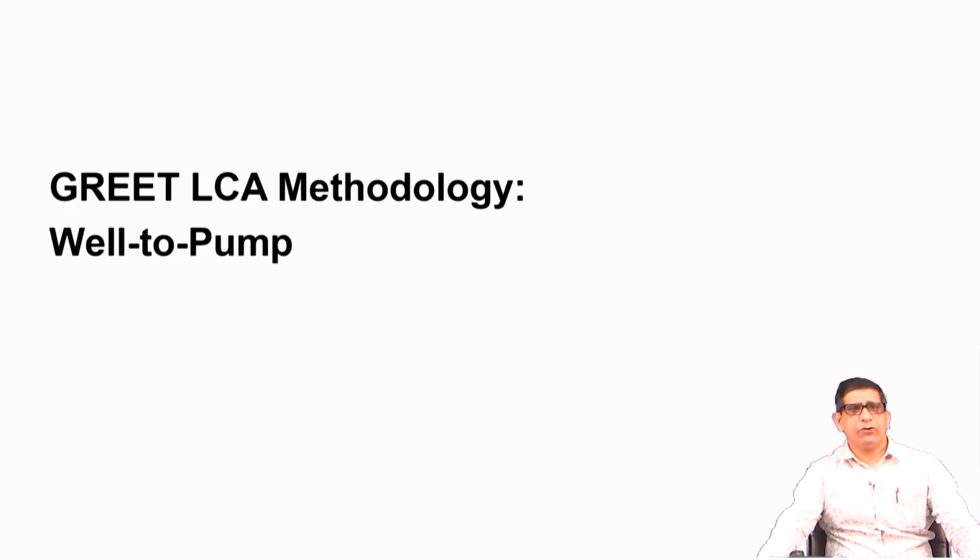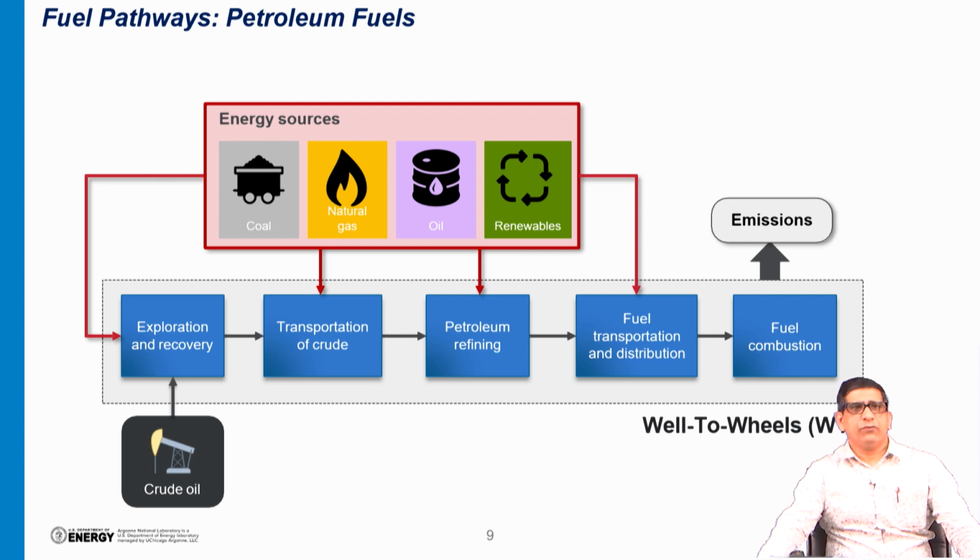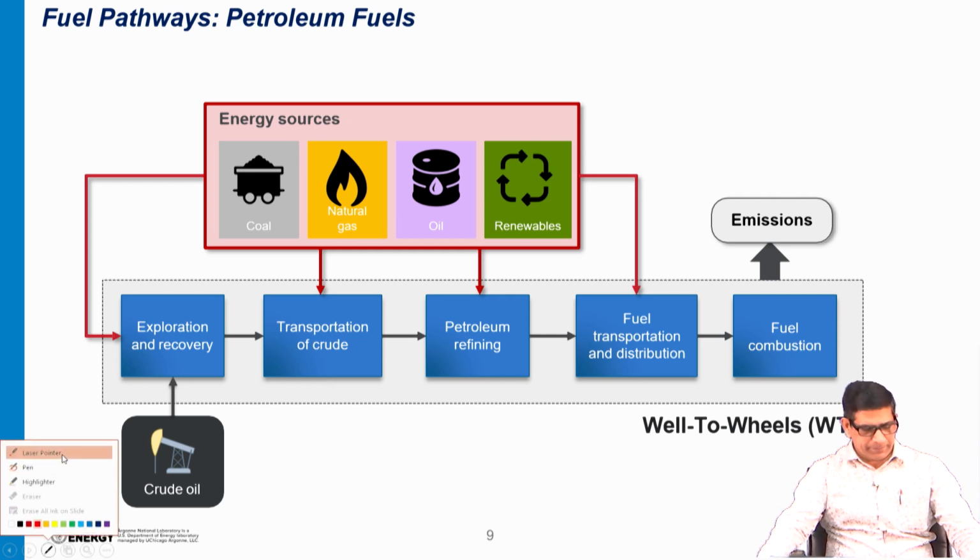Then in terms of methodology, say if you look at well to pump fuel pathways, you start from energy sources like coal, natural gas, oil, renewables or whatever, and then it goes into exploration and recovery, transportation of crude, petroleum refining, fuel transport, and fuel combustion. That becomes your well to wheels, from the oil well to the wheel of the transport vehicle, and then we have the emissions coming out from there.